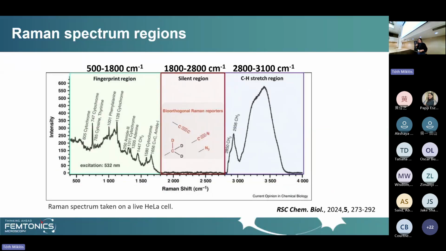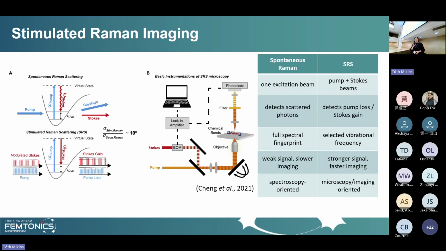In biological samples, the Raman spectrum can be divided into three main regions. The first one is the fingerprint region. It contains many molecule-specific bonds. The second is the cell-silent region. Endogenous biological molecules give a weak signal in this region. That's why it's suitable for Raman tagging. And the third big region is the C-H stretching region. It's mainly dominated by lipid and protein-related signals.